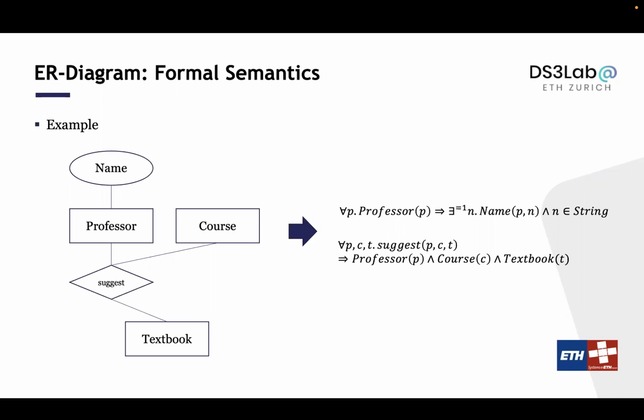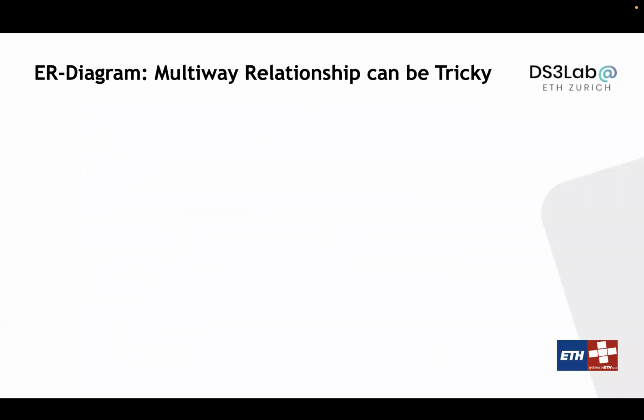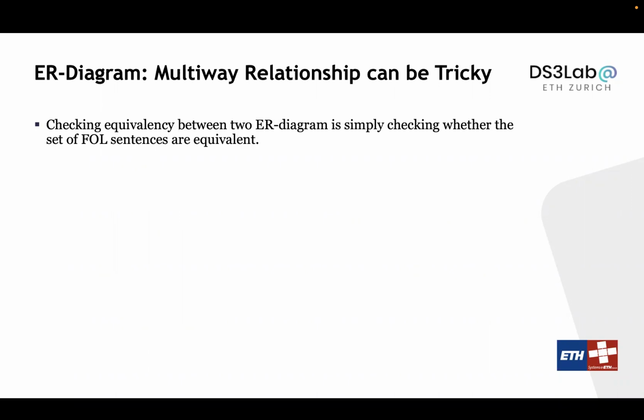And then for this three-way relationship, it gives you a type constraint. That is, if you give me three different objects, P, C, and T, that participate in this relationship, then I must have P is a professor, C is a course, and T is a textbook. So these two logical sentences are what this diagram tries to tell you. If you take this view, and we go back to our example about this multi-way relationship, it's not that tricky anymore. Because to understand what database instance is allowed under each of these ER models, all you need to do is to think about what are the formal logical formulas I'm specifying by drawing that diagram.